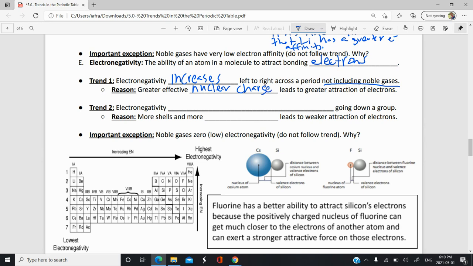And also the size is related too, right? Because of that greater effective nuclear charge, the atom's smaller, and so it's able to hold the electrons closer to itself just because the electrons are closer in distance if you're sharing with another atom. And we saw that in the pictures over here.